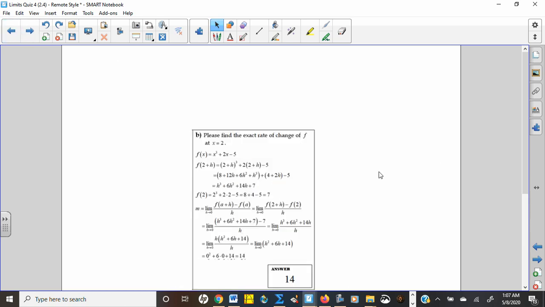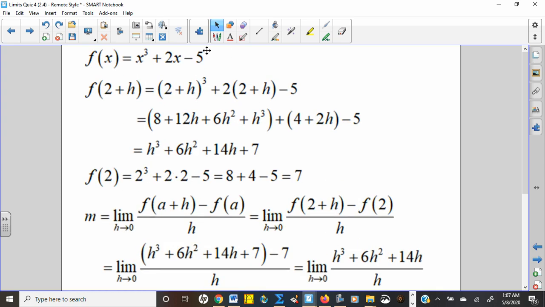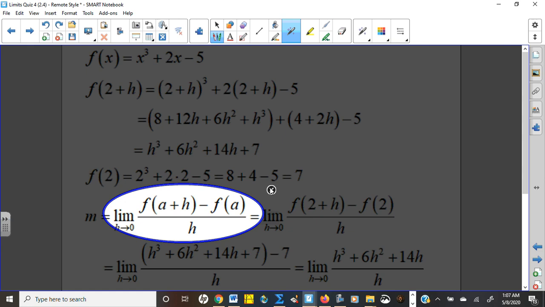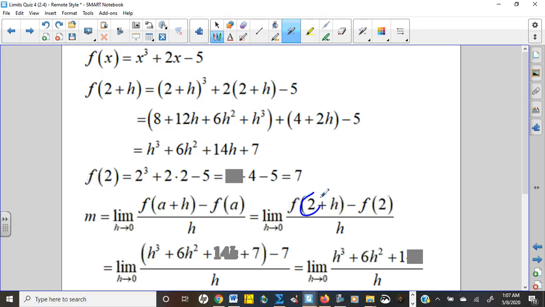Part B, I guess you should say, B is not a number, was asking for the exact rate of change of the function at 2. So this is where things get a little spicier. We're going to take our function f of x, and we're going to have to apply the difference quotient to that function. And specifically, this problem has to do it at x equals 2. So I'm going to plug 2 in for a on this particular problem.